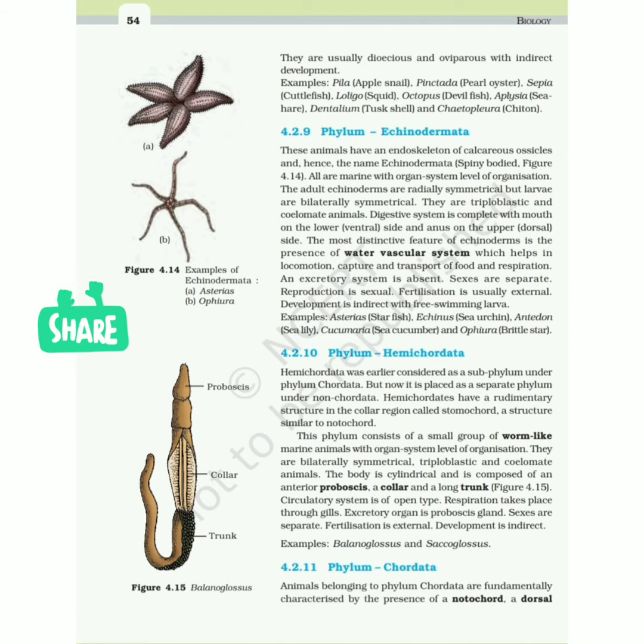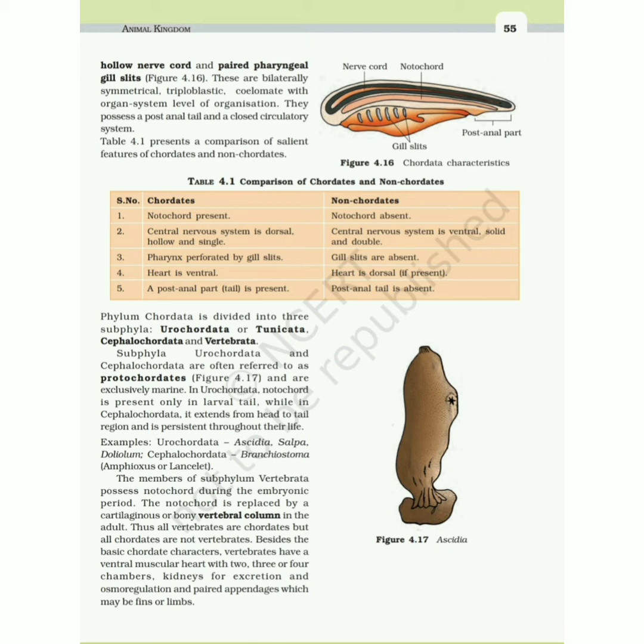4.2.11 Phylum Chordata. Animals belonging to phylum Chordata are fundamentally characterized by the presence of a notochord, a dorsal hollow nerve cord and paired pharyngeal gill slits, figure 4.16. Figure 4.14 Examples of Echinodermata: A. Asterias, B. Ophiura. Figure 4.15 Balanoglossus: Proboscis, Collar, Trunk.